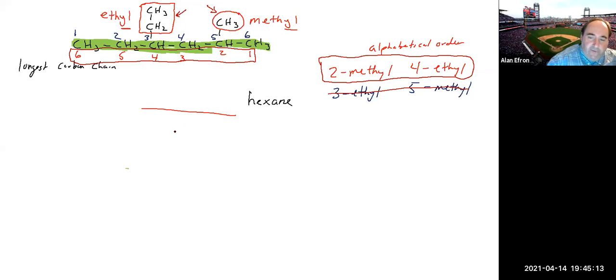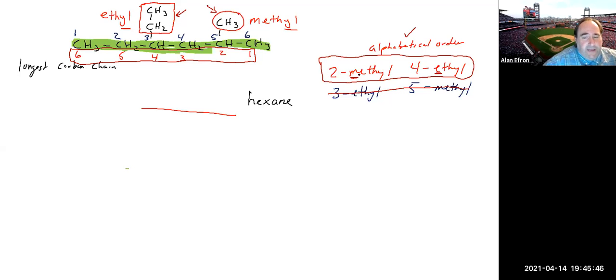Now that we have all of our parts to our name here, we are going to put it together in alphabetical order for our groups, regardless of the prefix. There are no prefixes here. So alphabetical order is E before M. Now you may be saying to yourself, but wait, the E has a bigger number than the M. Doesn't matter. It's alphabetical first, regardless of number.